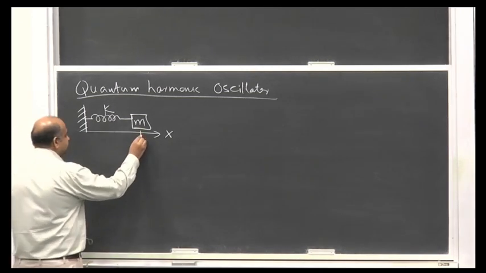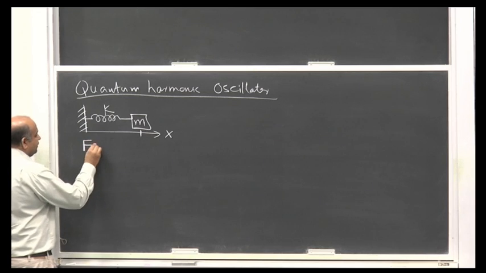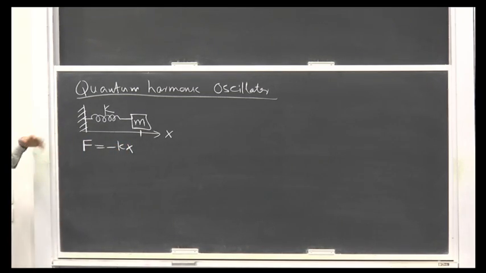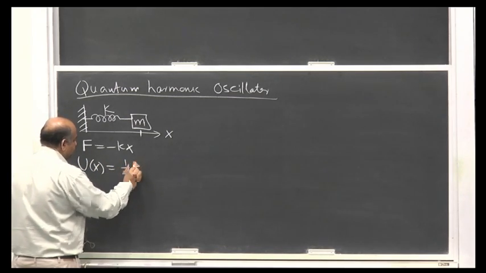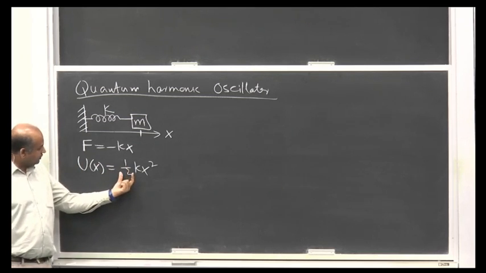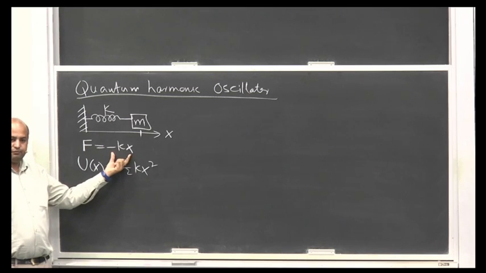This is the job you have been doing in mechanics: starting with this equation, solving Newton's second law, and finding the motion as a function of time. But instead of doing this, we will be working through the potential, and the potential associated with this force is half kx squared, as you can verify. If you take its negative derivative with respect to x, this will come out, right?